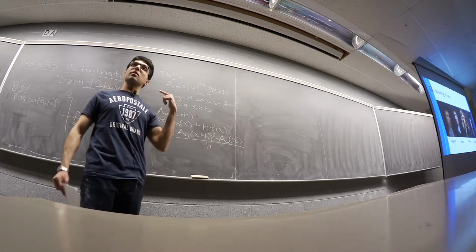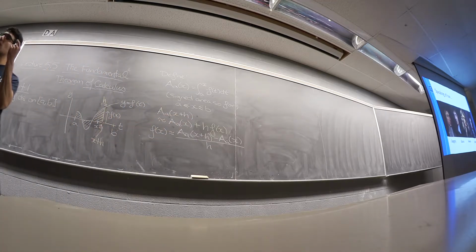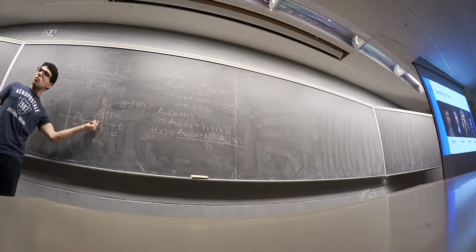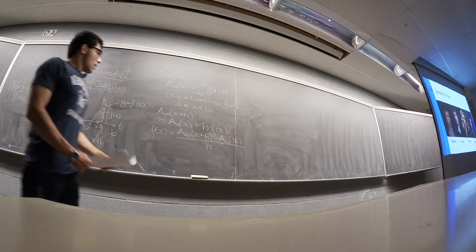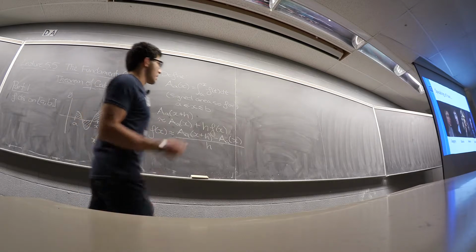What if I take the limit as h goes to 0? Then that approximation becomes exact. That looks more and more like a rectangle. The rectangle more and more approximates the area of that strip. So let's take the limit, and this thing becomes exact.